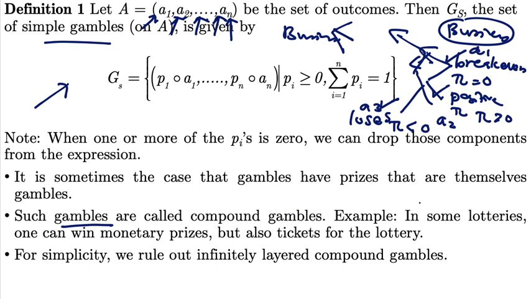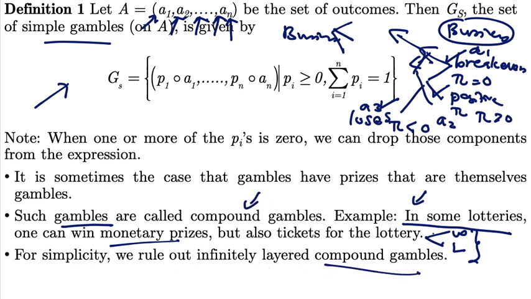Okay, a very typical example in the textbook in Western countries is that they always refer to lotteries. So in some lotteries, one can win monetary prizes, but also tickets for another lottery. And if you get another ticket for a lottery, then you can also win or lose. So the result is uncertain. So it becomes a compound of the existing gamble. So for simplicity in this module, we are trying not to talk about this kind of gambling. So we rule out infinitely layered compound gambles.